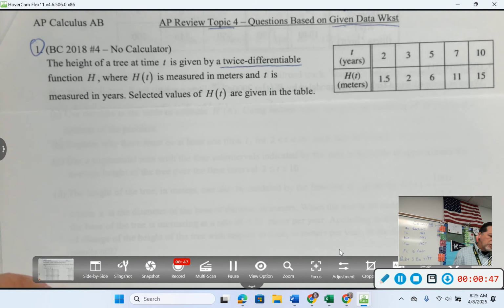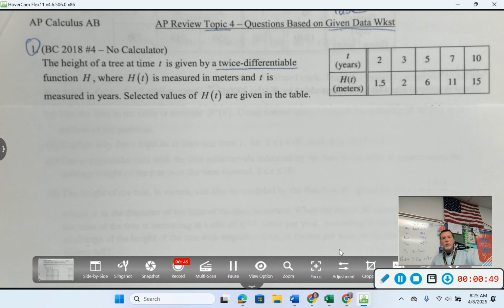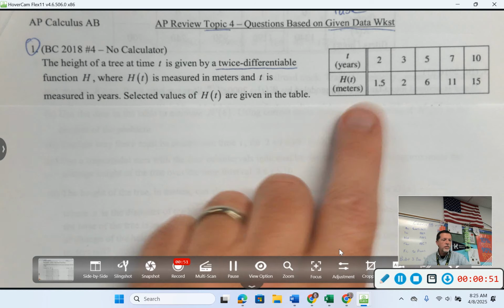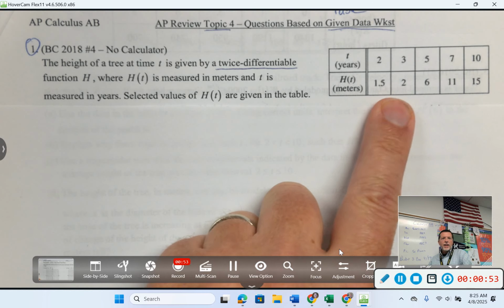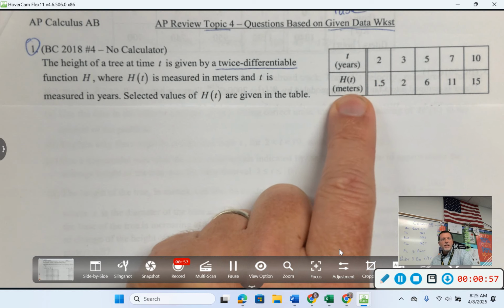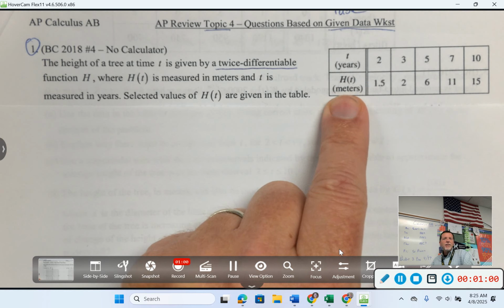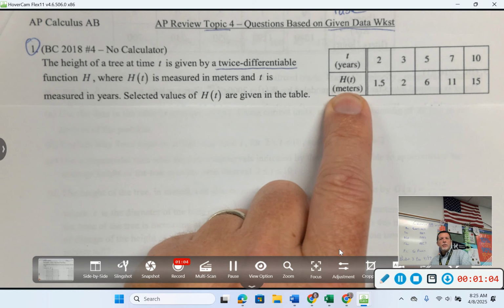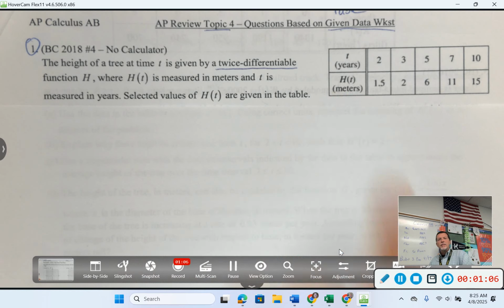Okay, let's pause for a second and make sure we understand what we've got before we start looking at questions. They're telling me the height of a tree at a certain time. Sometimes they like to give you a rate here, but this isn't a rate, this is the actual height of the tree, which means they're probably going to ask about rate.